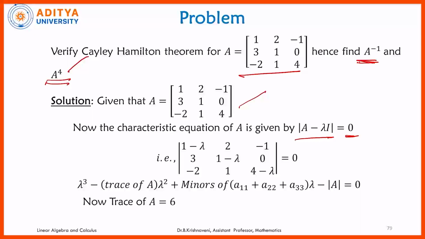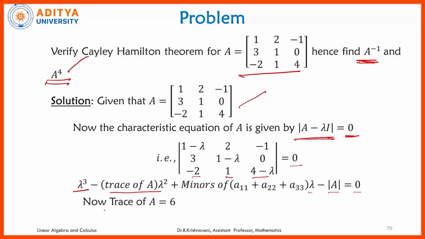Now let us take the given matrix A equal to [1, 2, minus 1; 3, 1, 0; minus 2, 1, 4]. As we all know, the characteristic equation is given by det(A minus lambda I) equal to 0. That is, the determinant of [1 minus lambda, 2, minus 1; 3, 1 minus lambda, 0; minus 2, 1, 4 minus lambda] is equal to 0. The formula we can use for this is lambda cube minus trace of A into lambda square plus the sum of the minors A11, A22 and A33 times lambda minus det A is equal to 0.